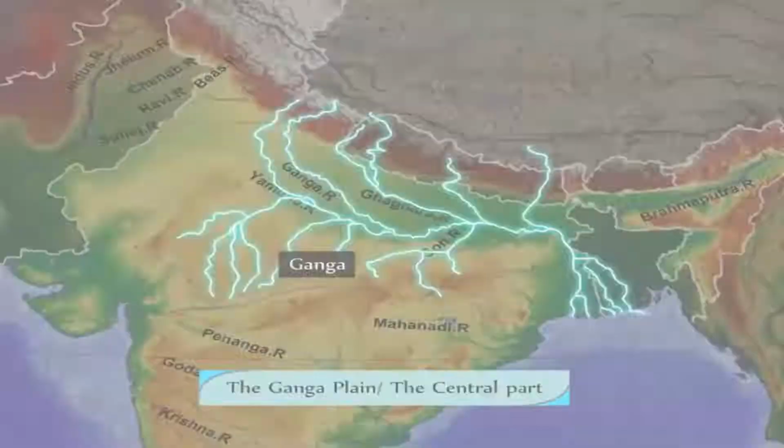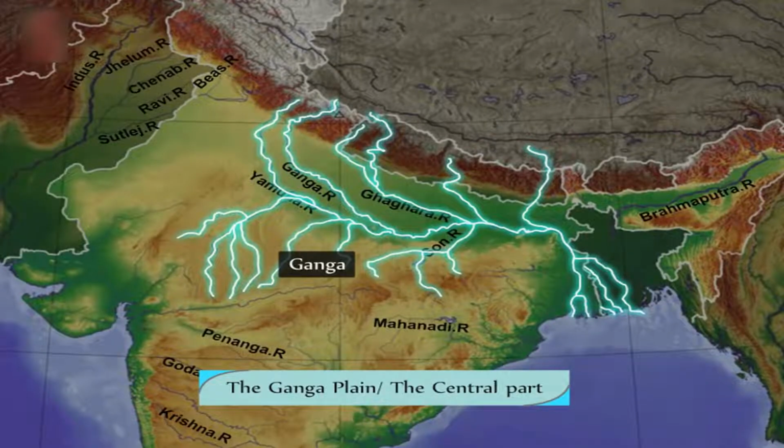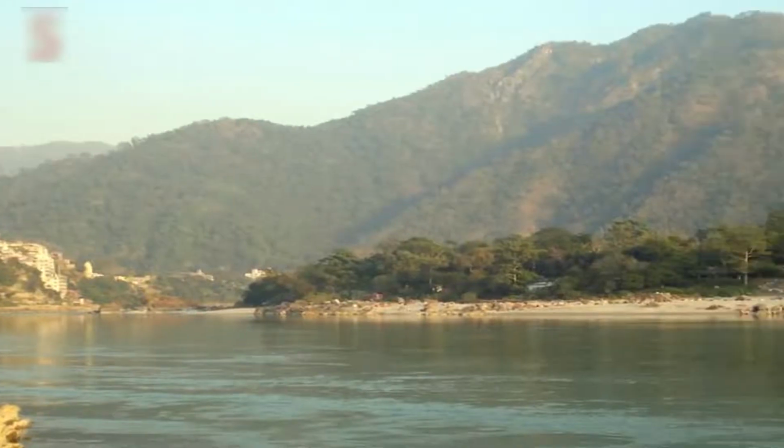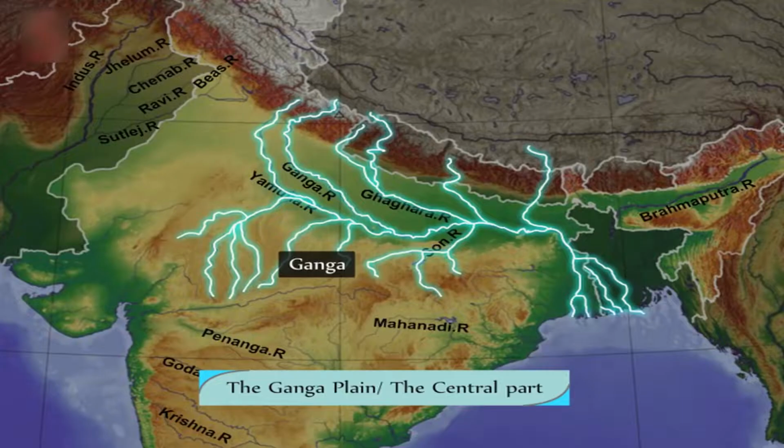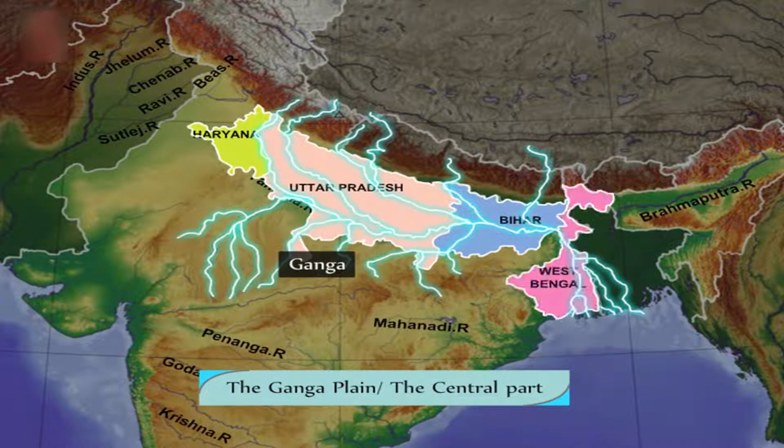B. The Ganga Plain or the central part. It is the largest part of the northern plain and extends between Ghaggar and Teesta rivers. The Indian states of Haryana, Delhi, UP, Bihar, part of Jharkhand and West Bengal lie in the Ganga Plains.